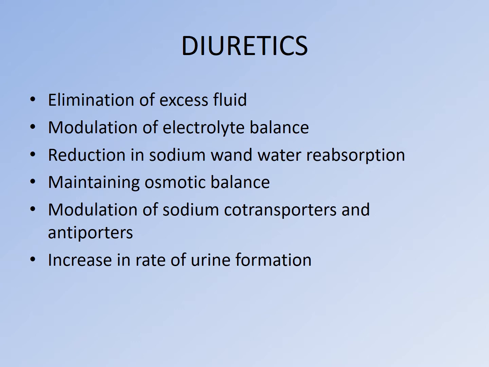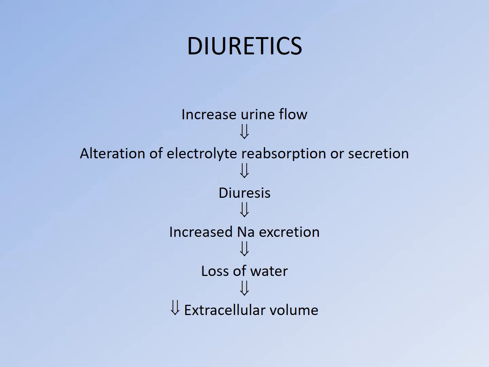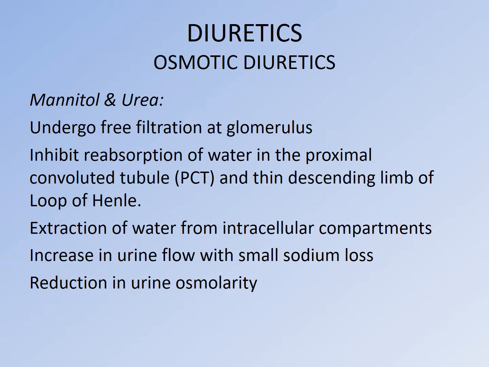Ultimately, they will increase the rate of urine formation. As a result, you have an increase in urine flow. You have a change in electrolyte reabsorption or secretion, ultimately causing diuresis and increased sodium excretion, and it is the loss of water that ultimately causes a reduction in extracellular volume, a reduction in edema, and also a reduction in blood pressure. The first ones are the osmotic diuretics.